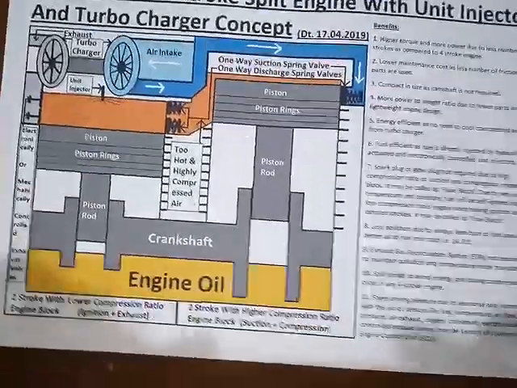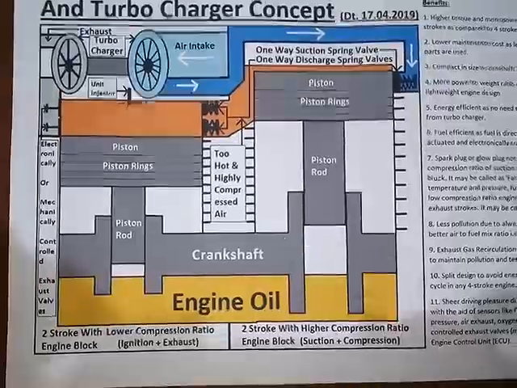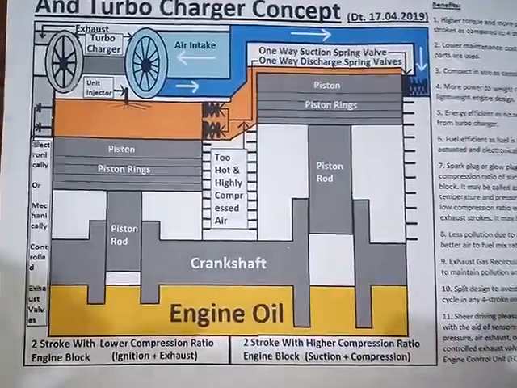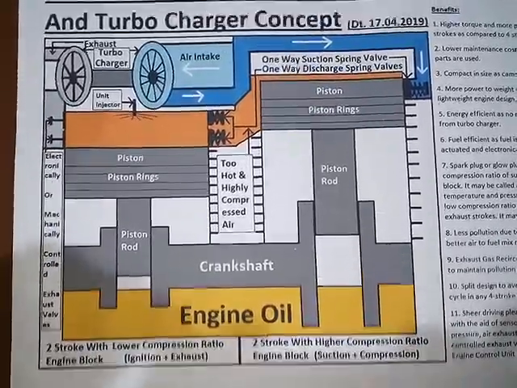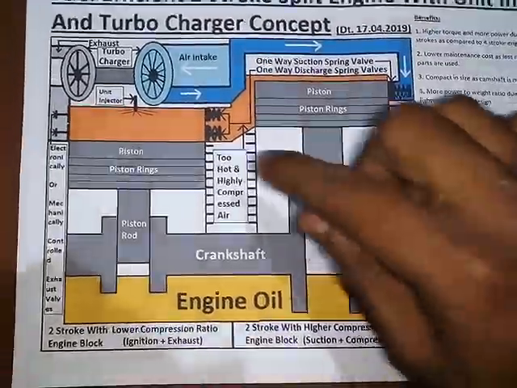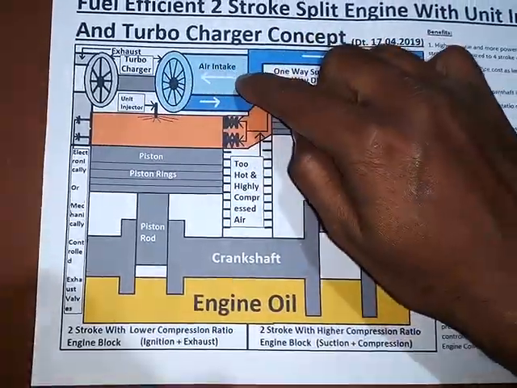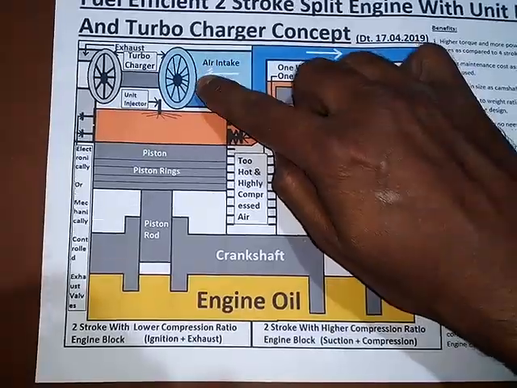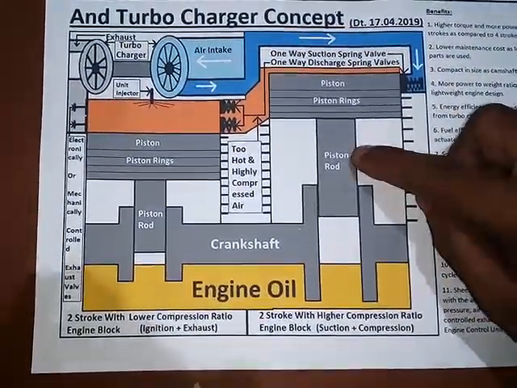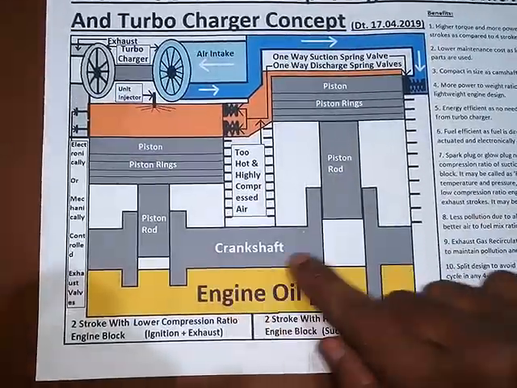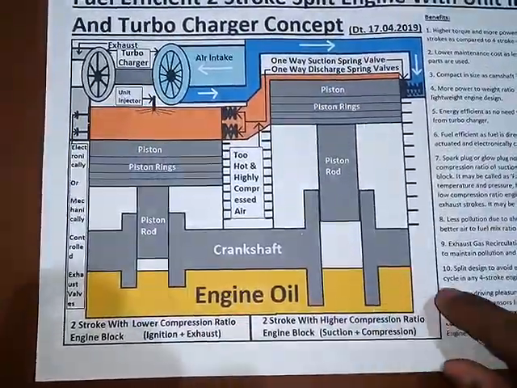So let us see, I have the basic diagram. What I have done is a basic structure, though designing an engine is too complex. So this is a 2D diagram. So let us understand what the things in this diagram are. As you can see, this one is the turbocharger, this one is the air intake side of the turbocharger, and this one is the air exhaust side of the turbocharger, and these are two pistons connected through a common crankshaft. This one is engine oil and this one is the engine compartment.